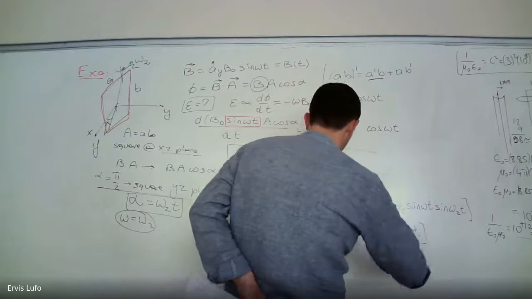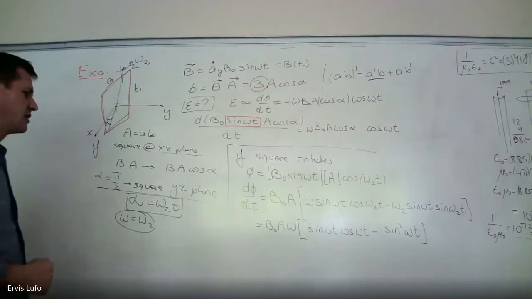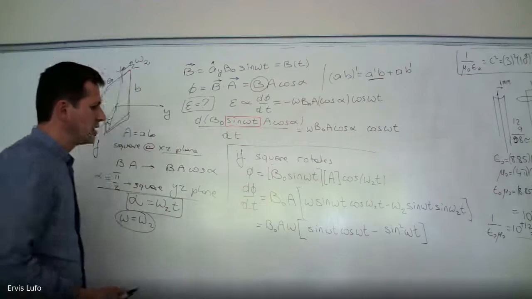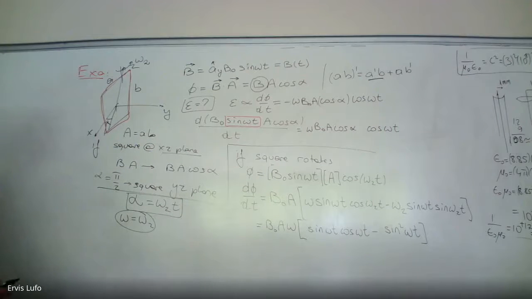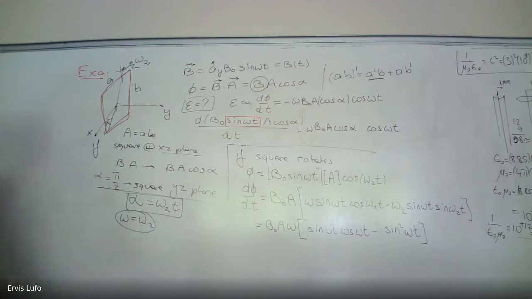Omega t. Actually, you can even factor out the sine omega t because it's the same term. But at this stage, we can also consider the following. What if the magnetic field here becomes a constant value? Choose a variable constant. What happens?